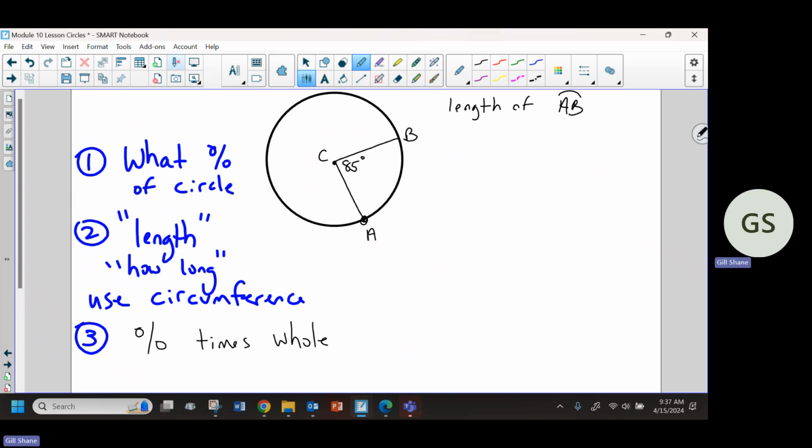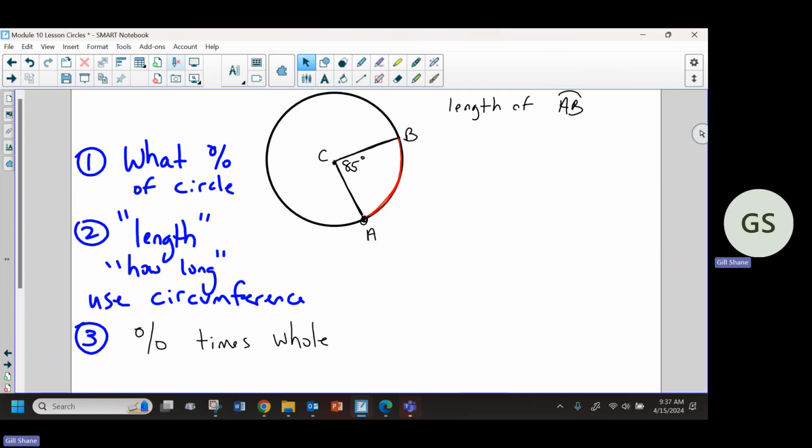Well, I need to go through my steps. First step, what percentage of the circle is this little piece of the pie? Think of it as a pizza, a pie, whatever. What percentage of the circle is this angle? Or since it's a central angle that matches the arc, what percentage of the whole circle is that arc?